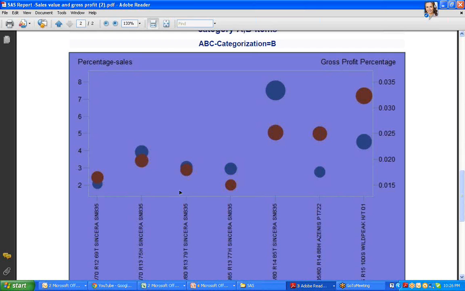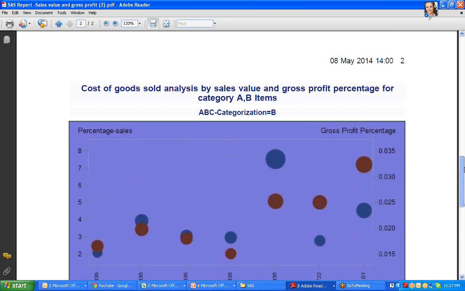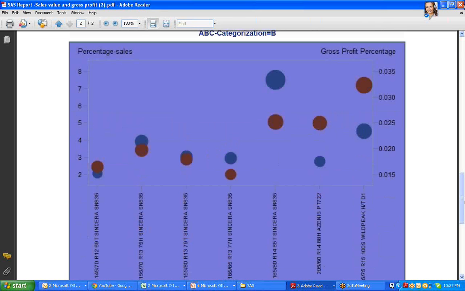Again, in this particular graph, all these bubbles are very close to each other, so just ignore it. Your issue starts when there is a gap between the bubbles. Now in case there is a gap between the bubbles, and the red bubble is above the blue bubble, then it is a highly profitable sort of an item. It is a high gross margin item, right?